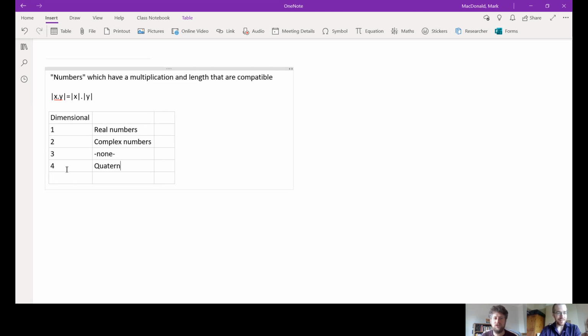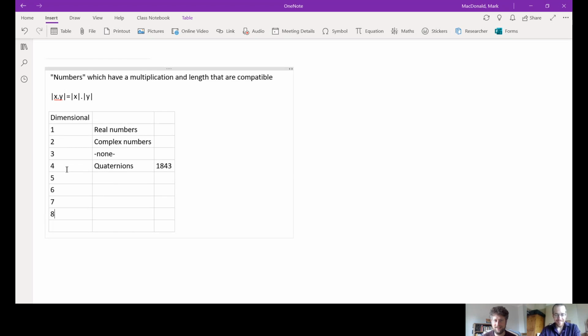And then the discovery is that in 4 dimensions, there is one. It's called the quaternions. I'm going to put the date in there as well, 1843 discovery. And then let's see, add some more rows to the table.